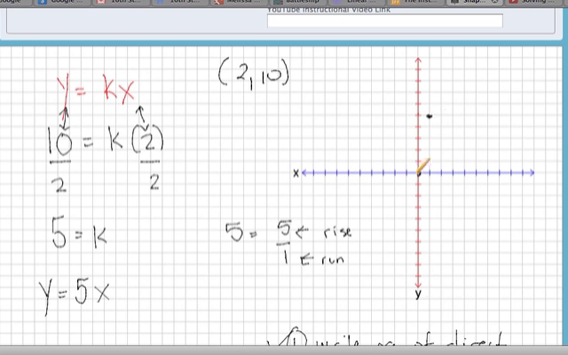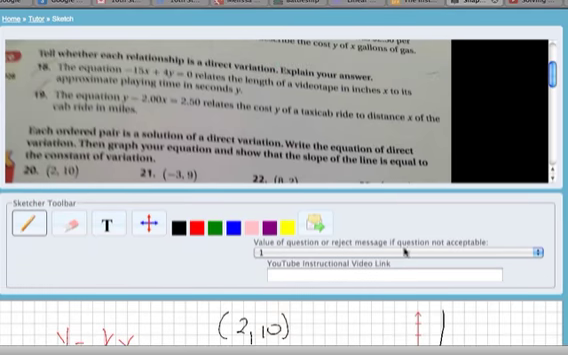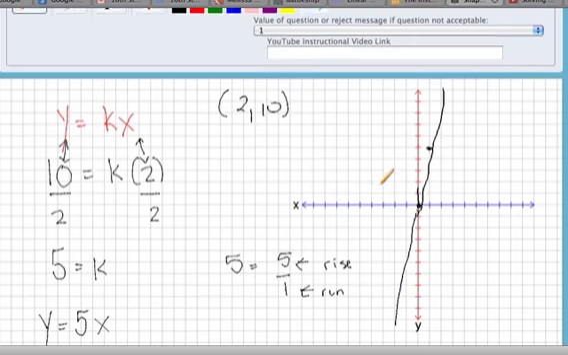And then I'm going to go ahead and connect these points here the best I can. It's a little difficult to draw a straight line in this program, but I think you get the idea. Go ahead and graph your second point using the rise over run, and then connect the origin and that point. So that is what our direct variation looks like when it's graphed.